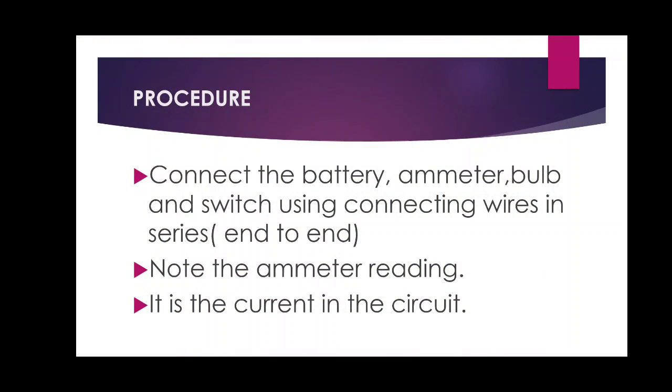So, what is the procedure we followed? We connected the battery, ammeter, bulb and switch using connecting wires in series. Then we noted the ammeter reading. The reading noted in the ammeter is the current in the circuit.